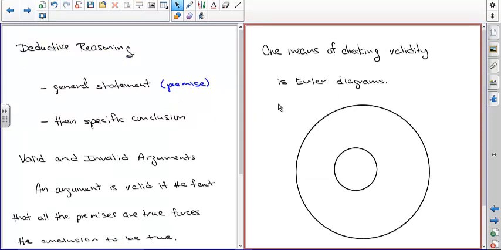Okay, so one means of checking validity is using Euler diagrams. Basically, they consist of making a couple of circles and a little x. We use the argument to draw the circles or to identify the circles, and we use the conclusion, the second part of the argument, to draw the little x. So I'm just going to show you an example of how it works.